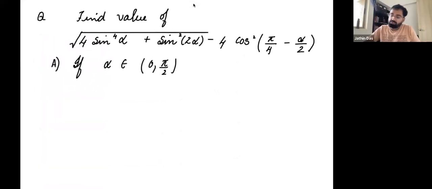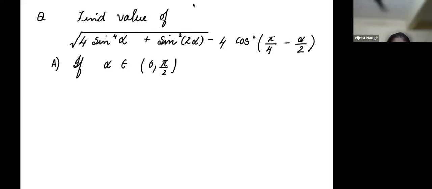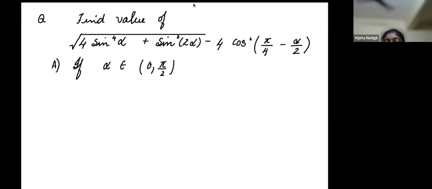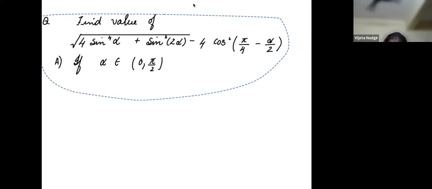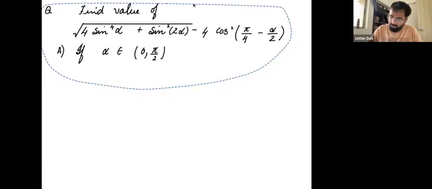Okay, try this. First, you take alpha between 0 to 90. Can you put it a little up and this side?